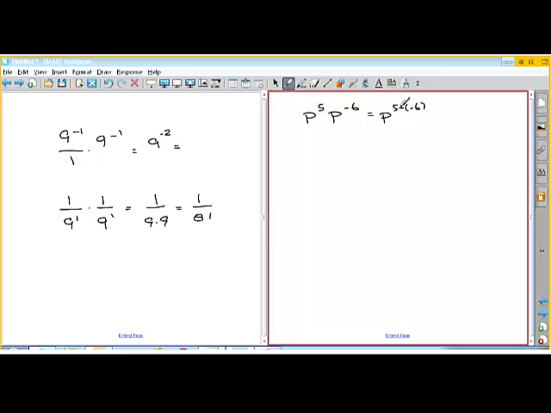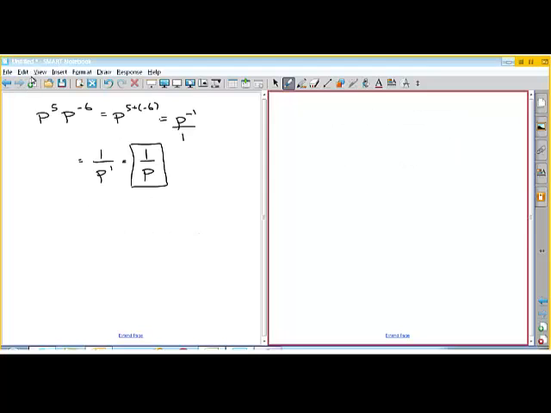So you have 5. You add negative 6. That's the same as subtracting 6. So I get p to the minus 1. But we never stop with a negative exponent. We always simplify it. So again, I create a rational number. I then move this to the denominator. P to the first power is just p. So my final answer is 1 over p.